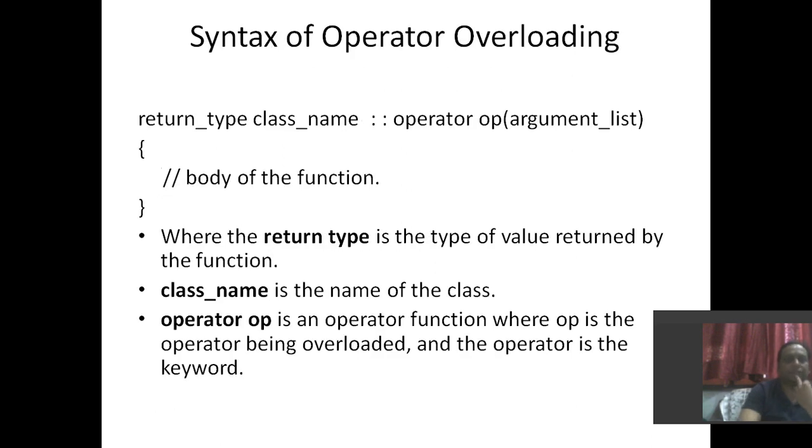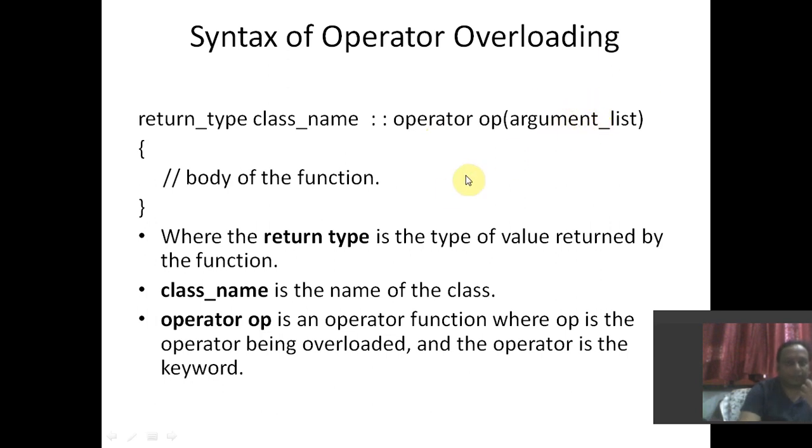Syntax of operator overloading. First of all, the return type will be given, either integer type, character type, or void type. That return type should be mentioned. Then the name of the class, and the scope resolution if we are defining the operator overloading outside of the class. Operator is the keyword which we use, and op is the sign which we are overloading, such as plus, minus. Op gives the operator sign.